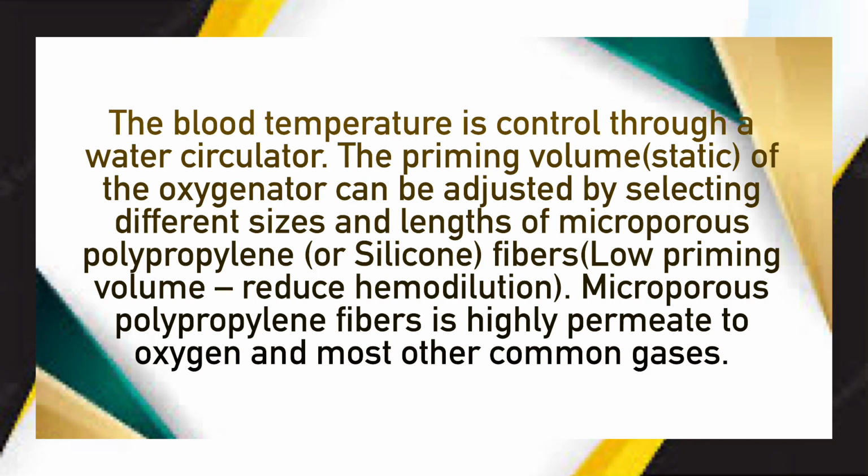The blood temperature is controlled through water circulation. The priming volume of the oxygenator can be adjusted by selecting different sizes and lengths of microporous polypropylene or silicone fibers. Low priming volume reduces hemodilution. Microporous polypropylene fibers are highly permeable to oxygen and most other common gases.